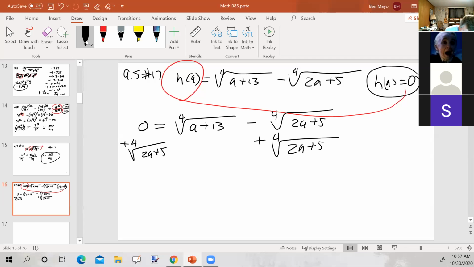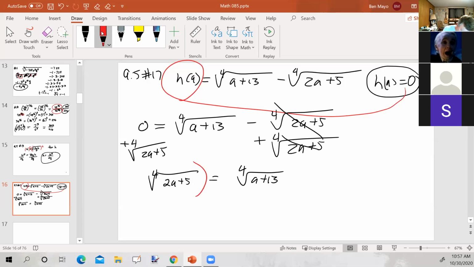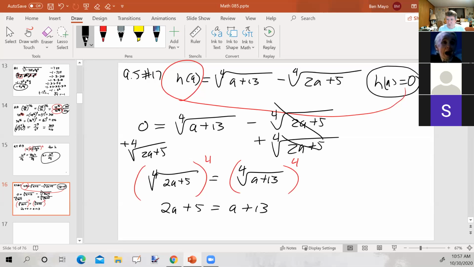So what that gives me now is this equation. The 4th root of 2a plus 5 equals the 4th root of a plus 13, because that would cancel out. Okay, so now I've got two radicals separated. What am I going to do to both sides to get rid of the radicals? What exponent am I going to use? 4. Good, 4. Since we've got the 4th root, we'll raise both sides to the 4th power. That's going to give us 2a plus 5 equals a plus 13.